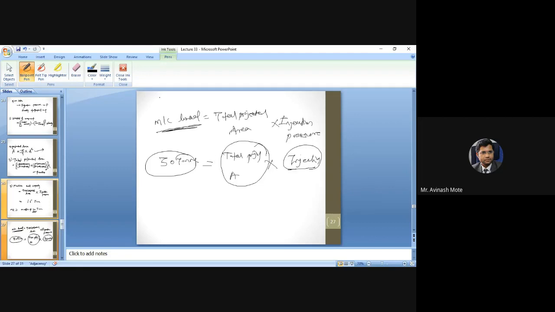Okay. So this calculation is like this: available machine load, and then you will get finally the available projected area. Getting it? Okay. You have calculated this available projected area with the available machine load. So you will get the available projected area. Getting it? Okay.